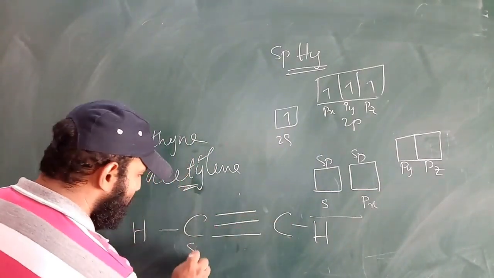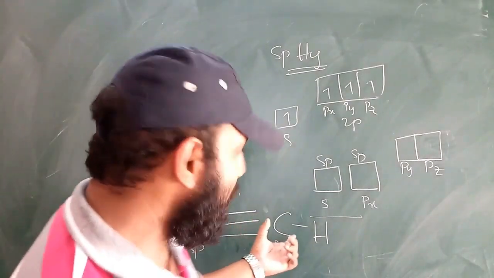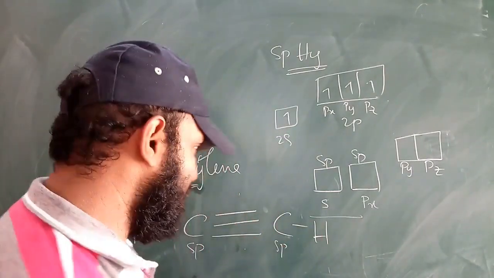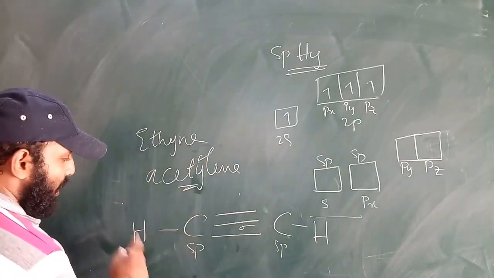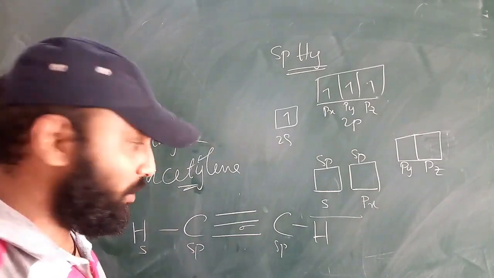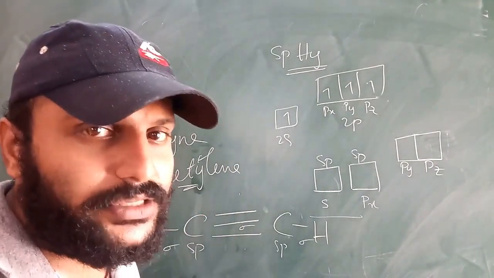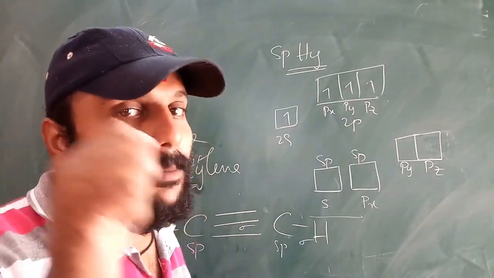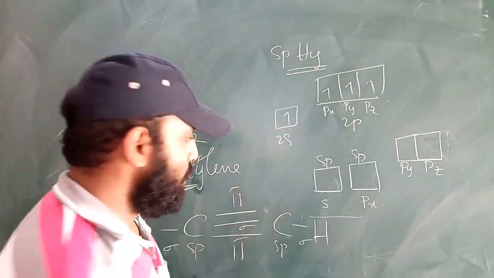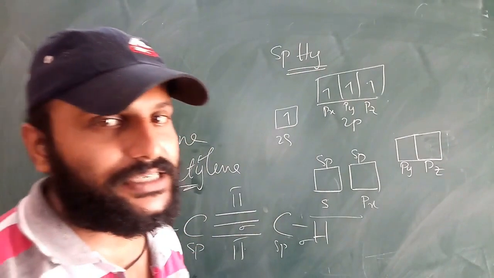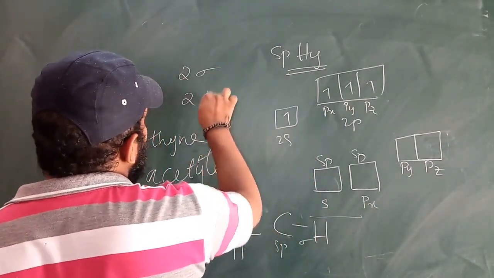Now here, one sp orbital of one carbon will make a sigma bond with the sp orbital of another carbon atom. So, one sigma bond is over. One more sp orbital is there. That sp orbital will make a bond with what? The s orbital of hydrogen. So here, 2 sigma bonds. Whatever unhybridized orbitals are there will go for pi bonding, lateral bonding, or sidewise bonding. So in sp hybridization, how many sigma bonds and how many pi bonds are there? 2 sigma bonds and 2 pi bonds are there.